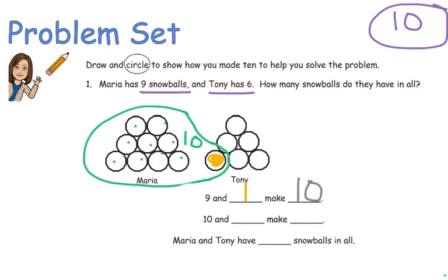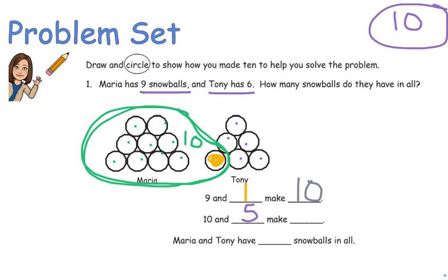Now we need to look at the extra snowballs that we didn't use to make the group of 10, because remember, we have to find out how many in all. So we're going to use this and say 10. And now we need to find out how many more are here. So we have 1, 2, 3, 4, 5. So we have 10 and 5 now.